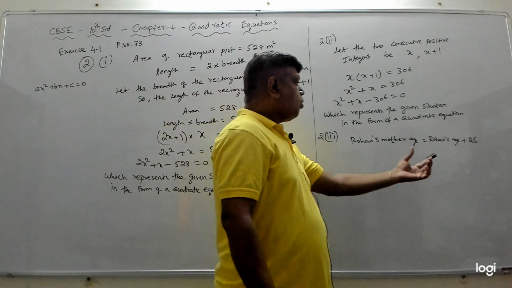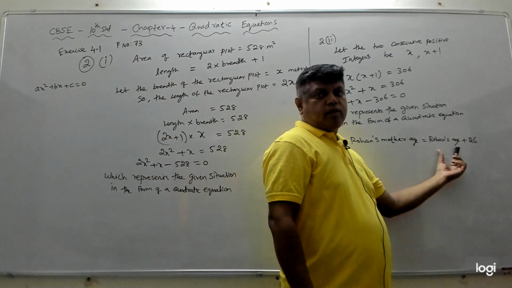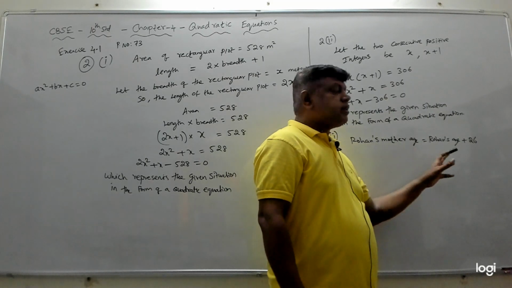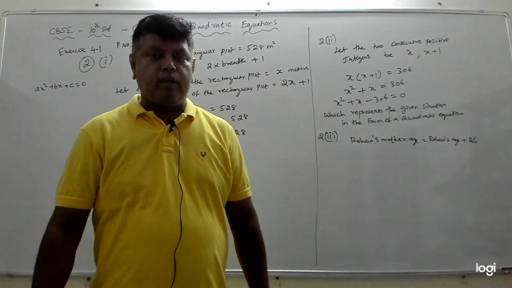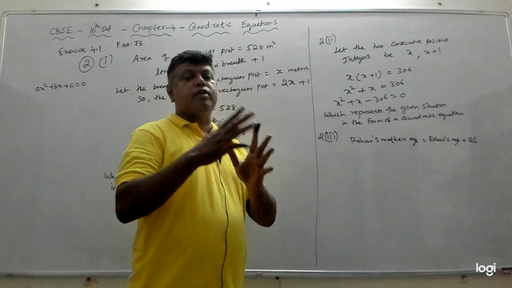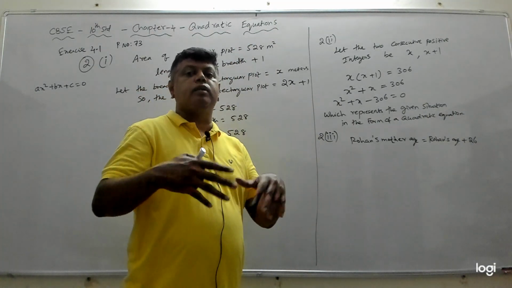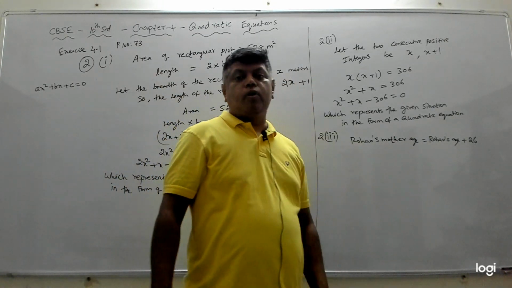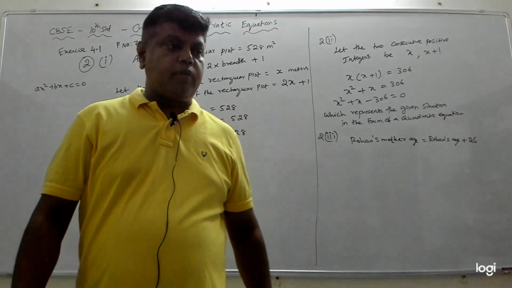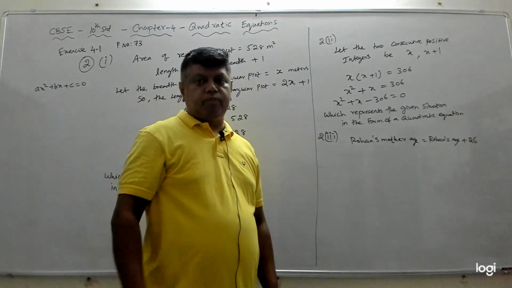So suppose Rohan's age is 10, his mother's age is 36, because 10 plus 26 is 36. I'm just giving an example. Suppose Rohan's age is 10, his mother's age will be 26 more than Rohan, which means 10 plus 26, which is 36. So this is one condition that is given.